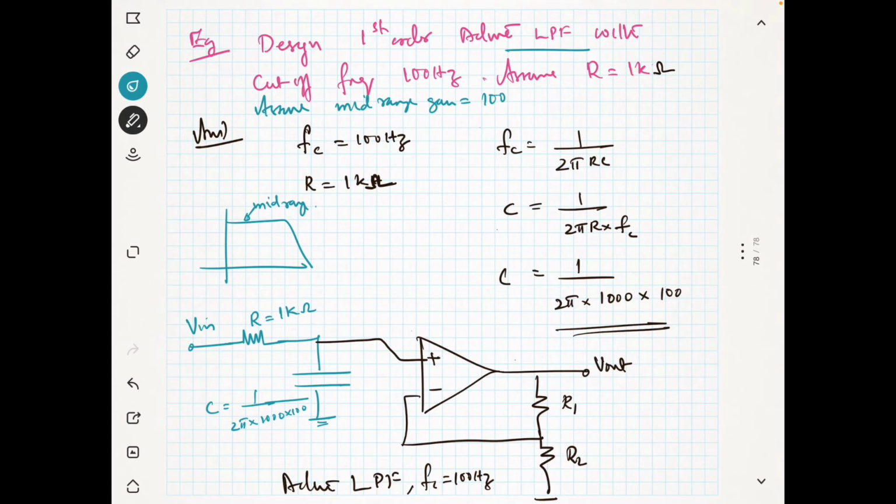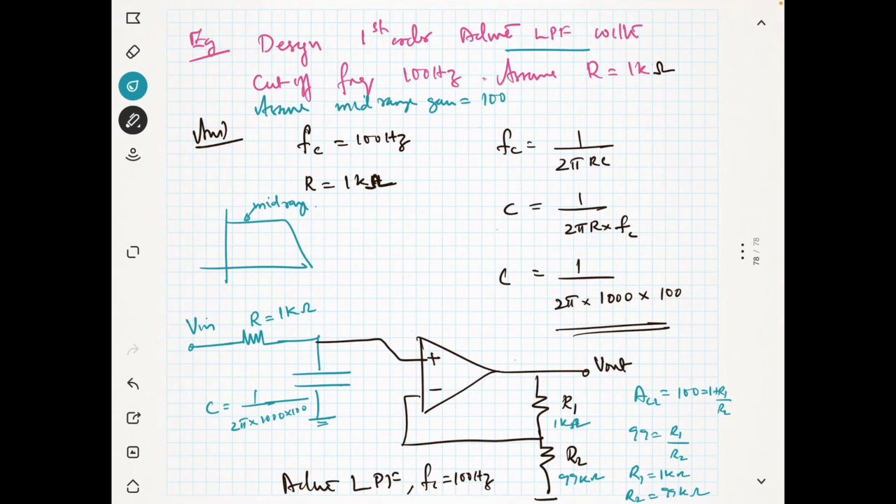So, if the mid-range gain is equal to 100, then the closed loop gain is nothing but 100, which is equal to 1 plus R1 by R2. Then 99 is equal to R1 by R2. Suppose R1 is equal to 1 kilo ohm, then R2 is equal to 99 kilo ohm. So, you assume here this is 1 kilo ohm, then this is 99 kilo ohm, so that you will get the gain of 100.